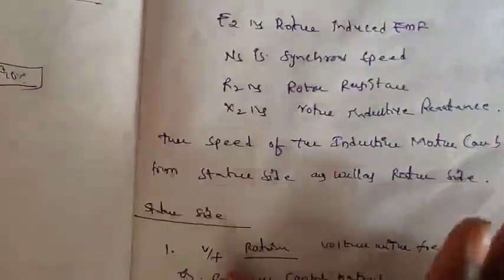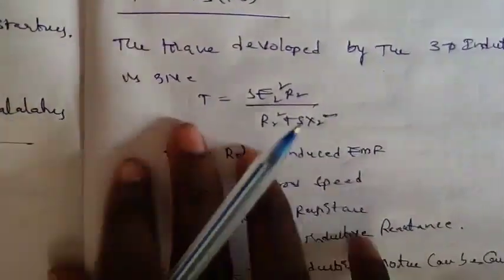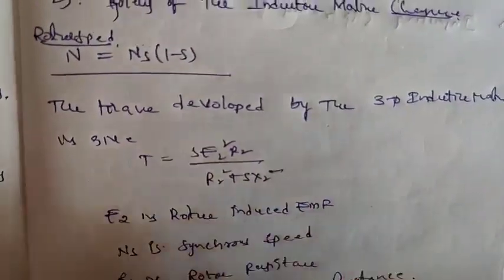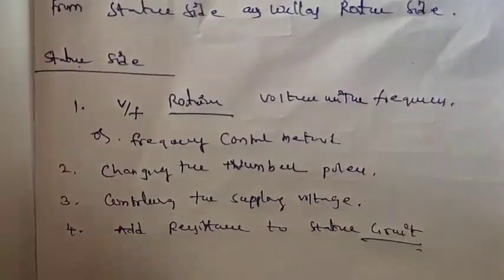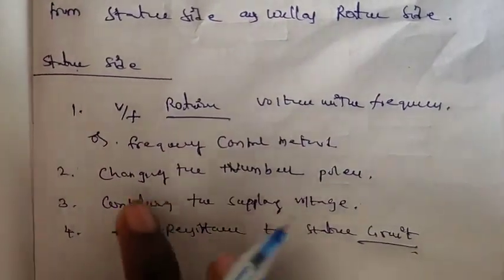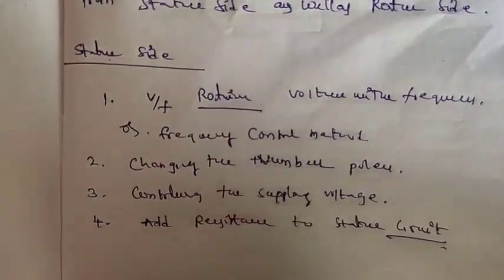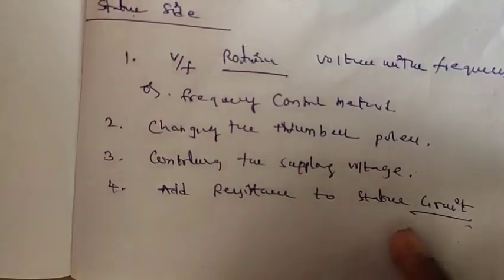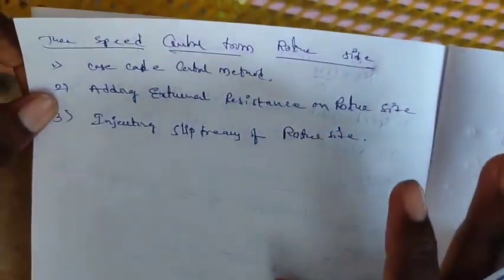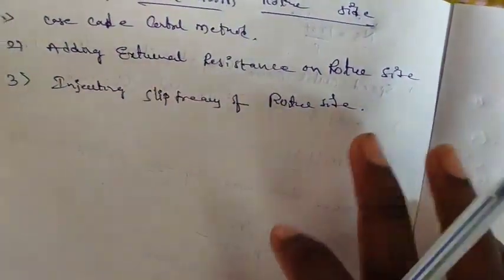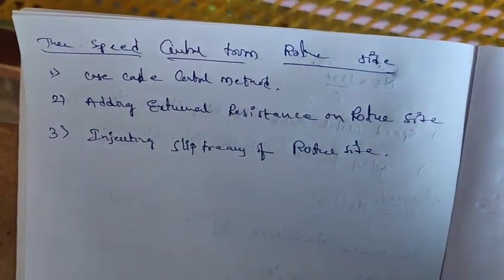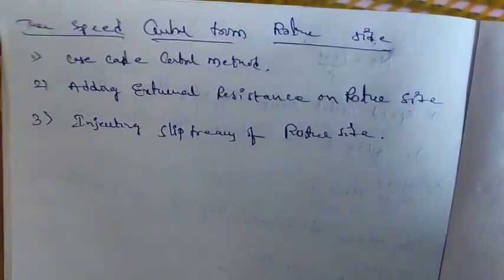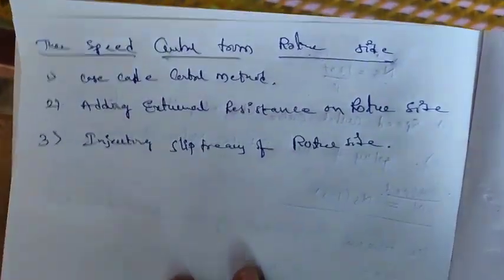Next, speed control methods: how the rotor parameters and stator parameters affect speed control. The methods from the stator side are the four following: voltage frequency control method, changing the poles, controlling the supply voltage, and adding resistance to the stator circuit. Similarly for the rotor circuit, we use the cascade method, adding external resistance to the rotor for slip ring induction motor, and injecting the slip frequency to the rotor side.